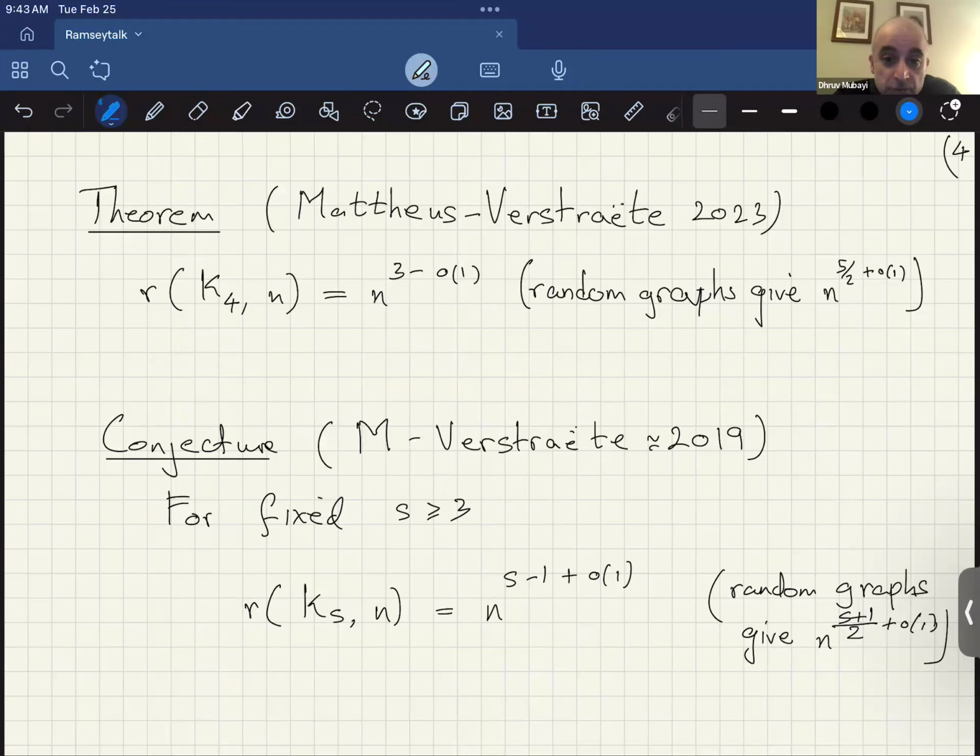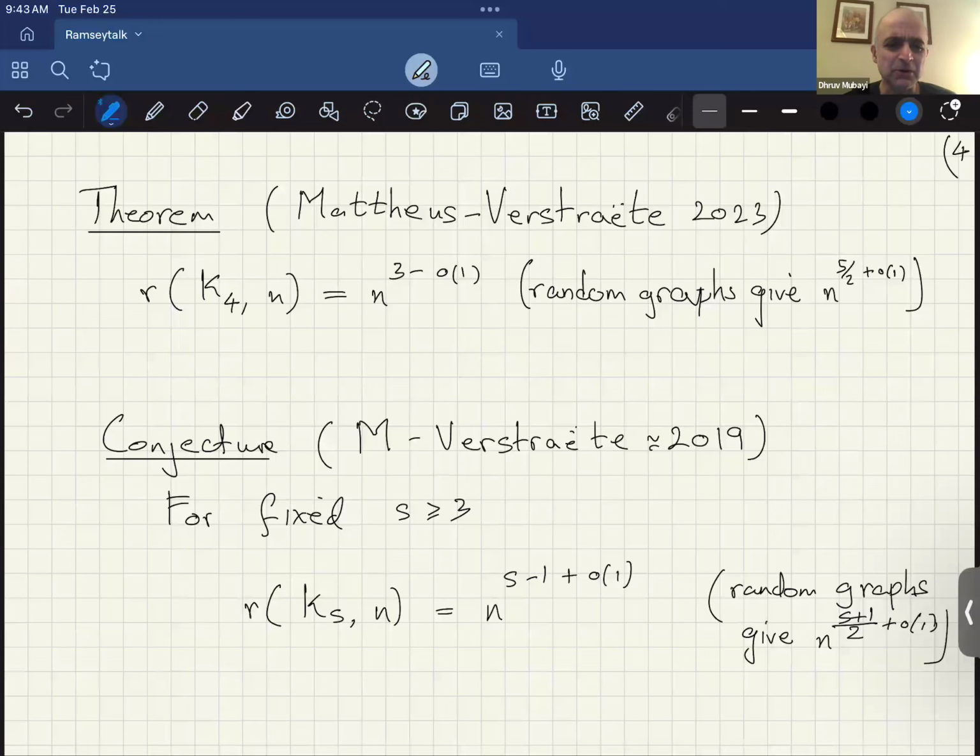And there was a huge breakthrough a couple of years ago by Sam Mattheus and Jacques Verstraete, where they basically implemented the strategy that we laid out in 2019 to solve the first open case, which is the off-diagonal Ramsey number for K4. Random graphs would predict that the answer is n to the 5/2, but in fact, the answer is n cubed. And this was using the framework that we had suggested.